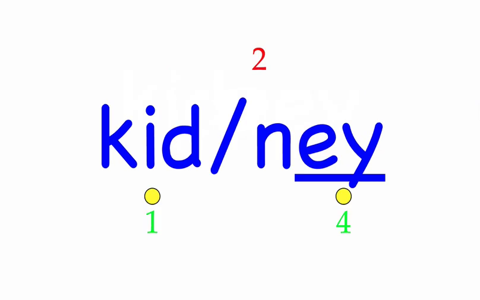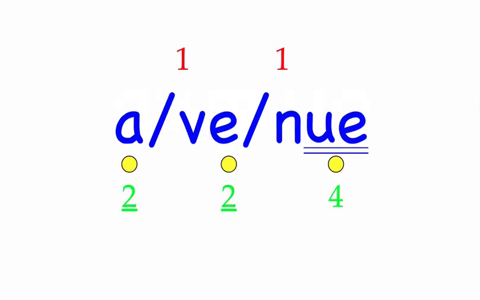Avenue. Let's go take a walk down the avenue. Avenue, 3 syllables. First syllable, 1 sound, a. Ve, 2 sounds, v, e. Nue, 2 sounds, n, u. Mark the word avenue.